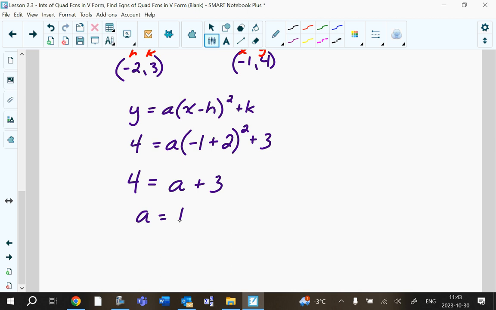Okay. Now you're ready to write the final equation. This is where you just write y and x now. You don't put the numbers in. You only use those numbers to help you find a. So y equals 1, or you don't even have to put that. If you put it, it's fine. If you don't, it's also fine. x plus 2, squared, plus 3. Well, I didn't mean for it to work out to 1. I wanted it to work out to something else.